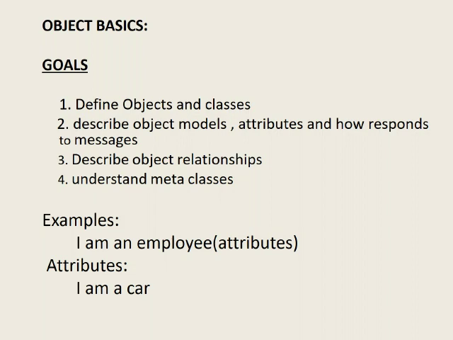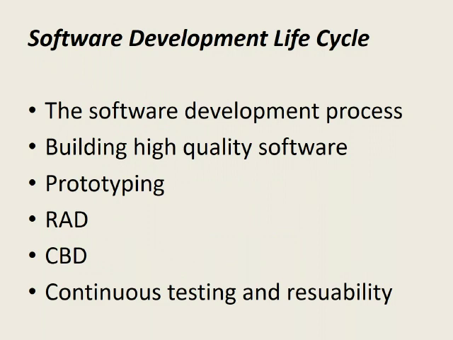So what is an object? An instance of a class. Then a class is a group of objects. For an example I have given here: I am an employee, there are attributes; I am a car. The next topic is a very, very important topic for 5 marks in the University of Madras question paper.